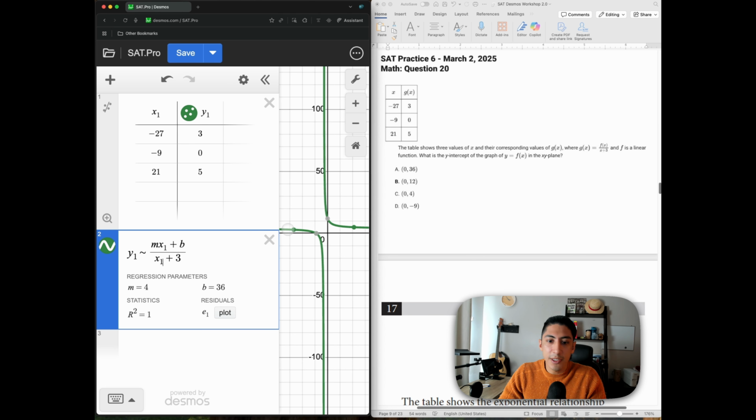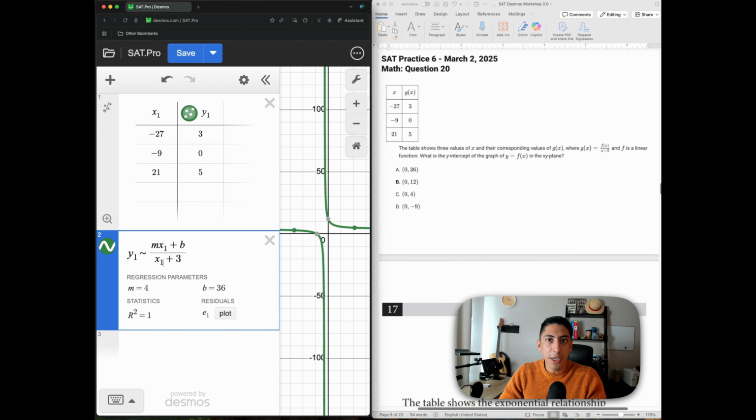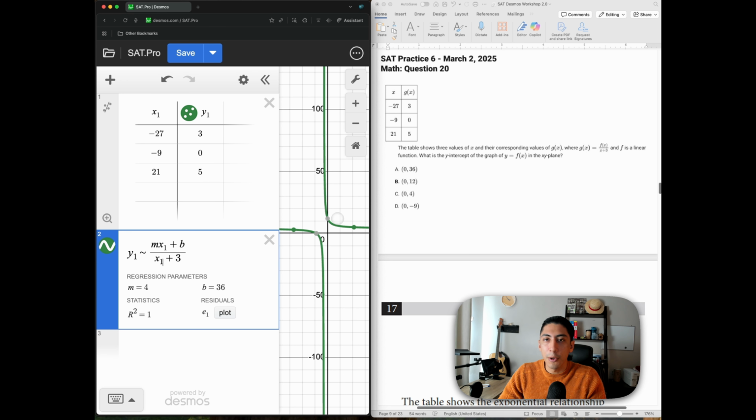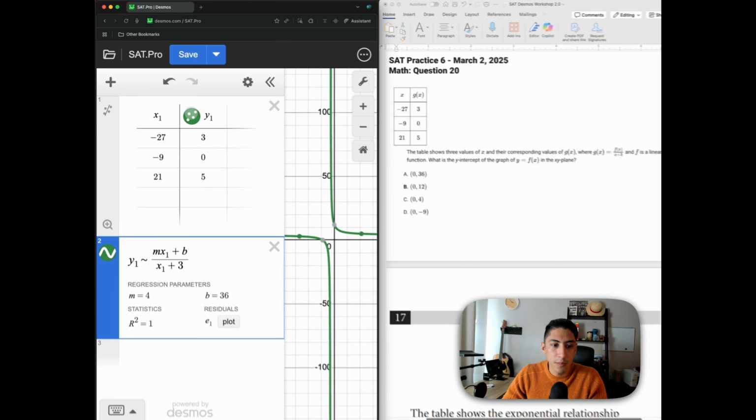So if you take a look, this is a hyperbola that goes through the points that I gave it. The points are in green. I can unselect and deselect them here. So look, it gives me a regression, which is just a modeled line that goes through the points that I put on my table. So you can see them in green here. I can select them and deselect them.